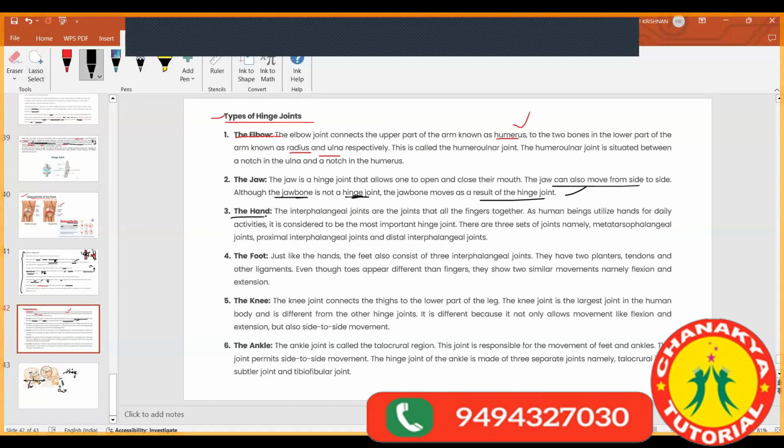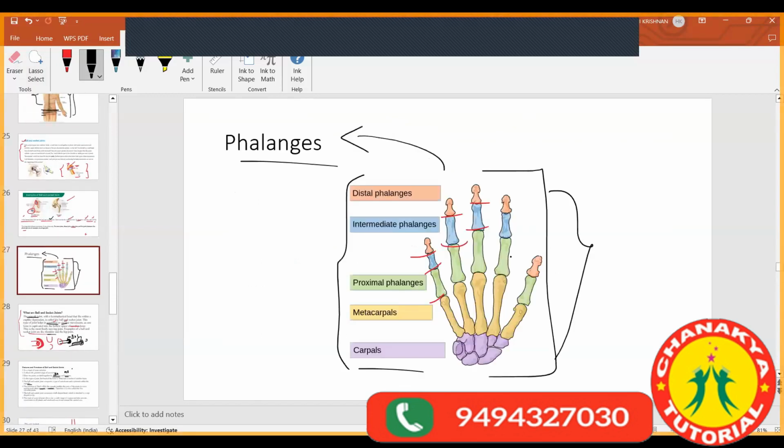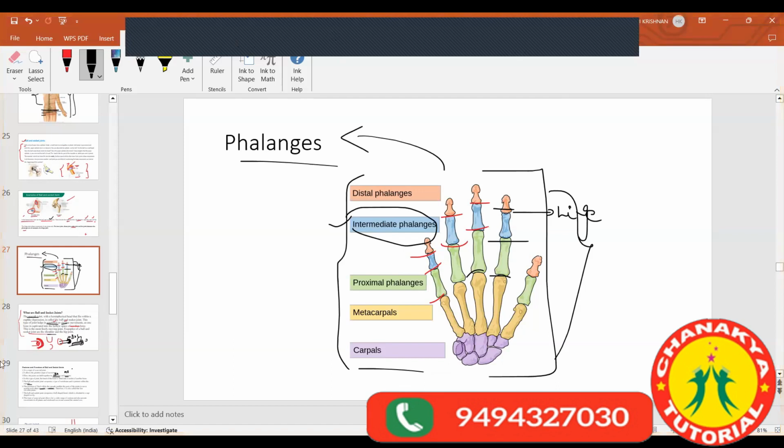Then coming to the hand, the interphalangeal joints are the joints that connect the fingers. We have seen the phalanges, and I have also told you to draw the diagram of phalanges. So intermediate phalanges form the interphalangeal joints. These are also hinge joints. They can also move in only one plane, right? Your fingers, you cannot move backward, only forward, right, Bhavish? Yes, ma'am.